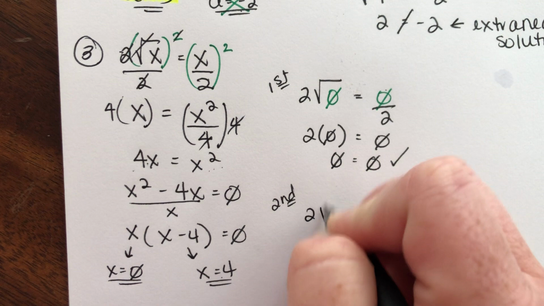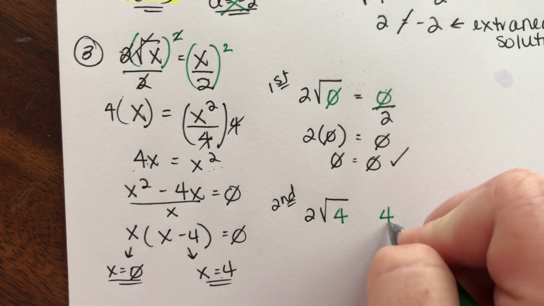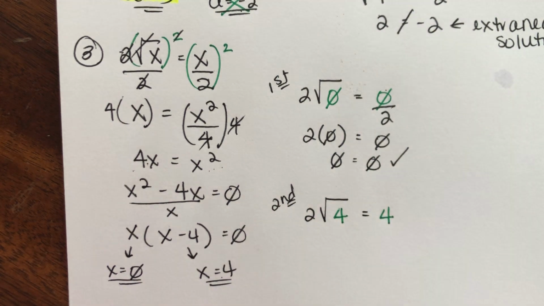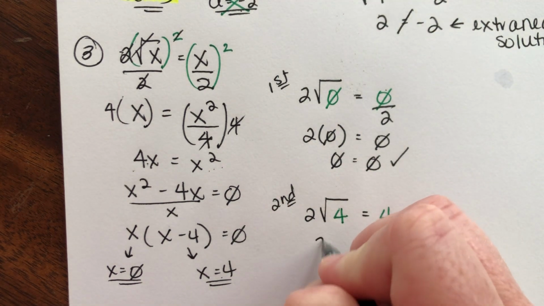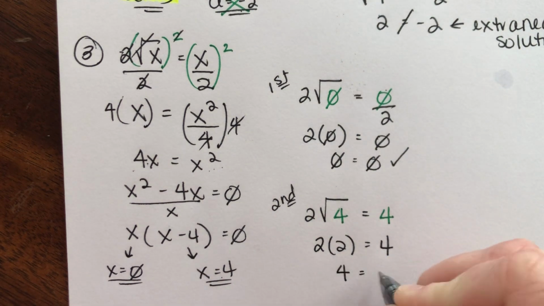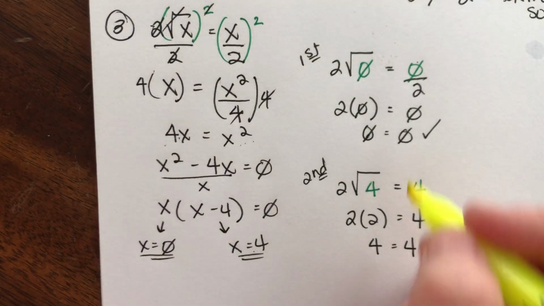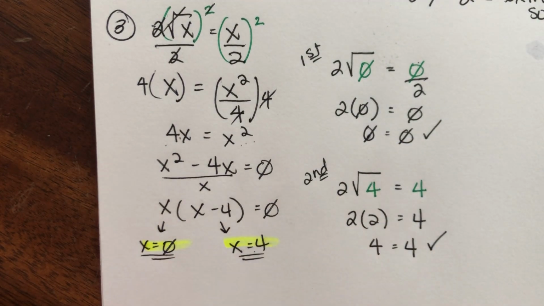Okay, and then second, I want to try x equals 4. So 2 square root of 4 is going to equal 4. Okay, square root of 4 is 2. And 2 times 2 is 4. So both of these solutions work. There is no extraneous solution. Both of these work. So we got this guy and this guy. Those are our two answers for number 3.